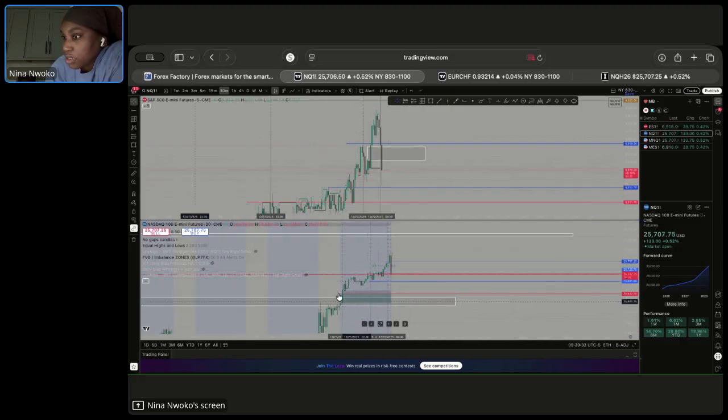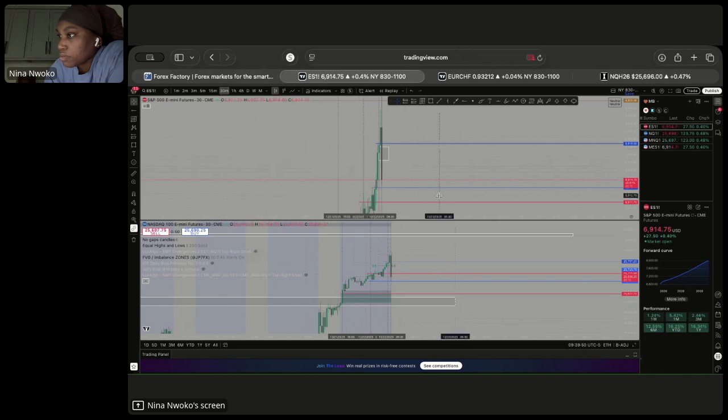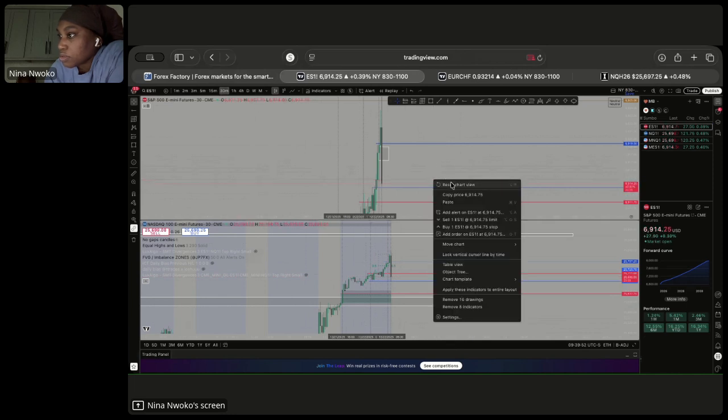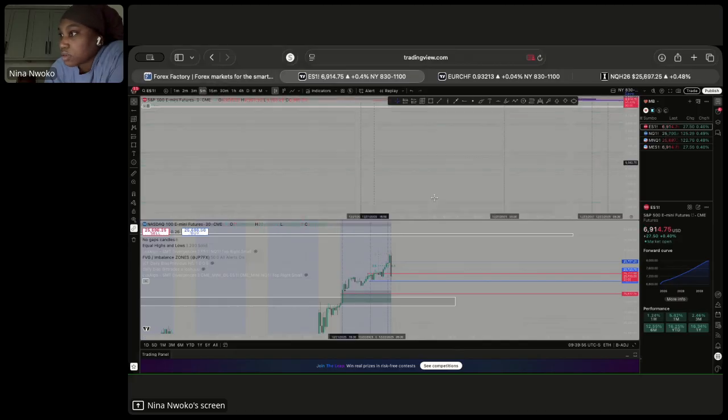On the 30 minute, we've got this support level here that I drew with this white box, and then we've got these higher time frame gaps here. Here, 30 minute. We also have... Let's just go back to the 5.